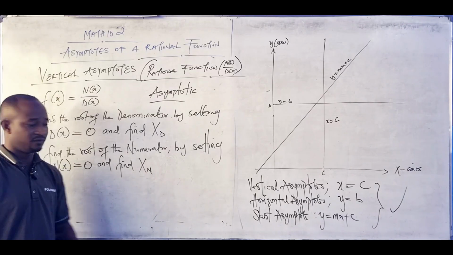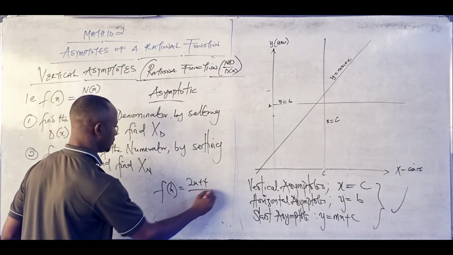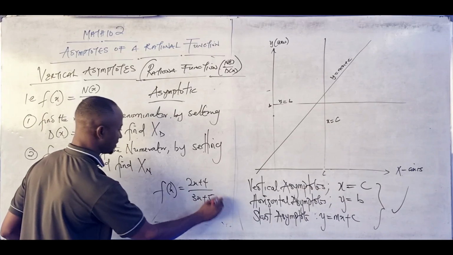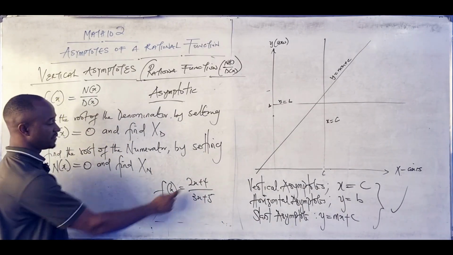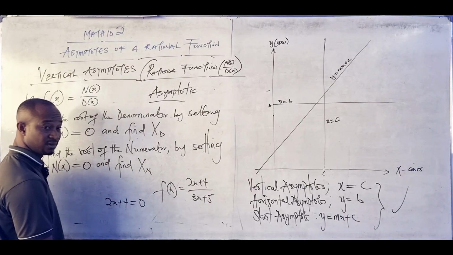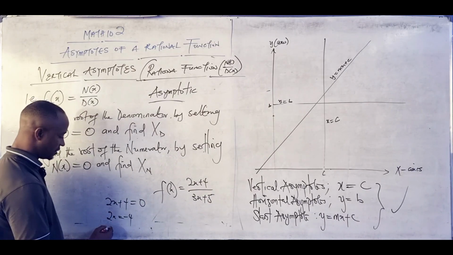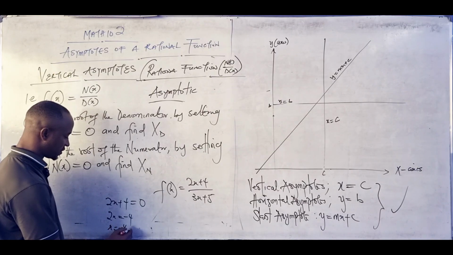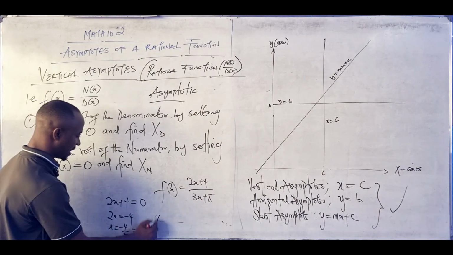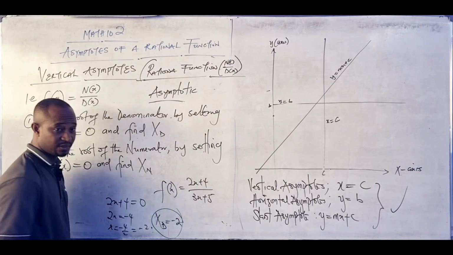Do you understand the concept? For example, if I have f of x equals 2x plus 4 over 3x plus 5. How do we find the root of the numerator? I will say 2x plus 4 equals 0, is that not? That will give us 2x equals minus 4. What's my x here? Minus 4 over 2, which is minus 2. That means our xn equals minus 2. Do you get the concept here?